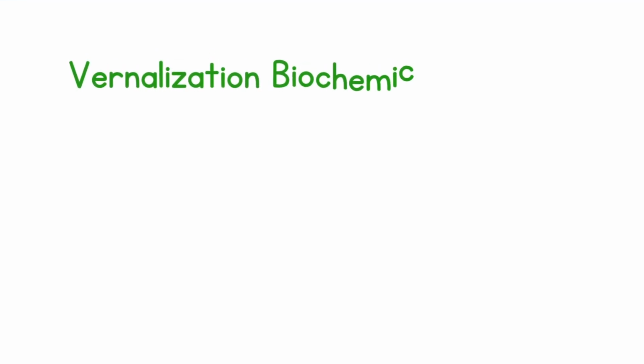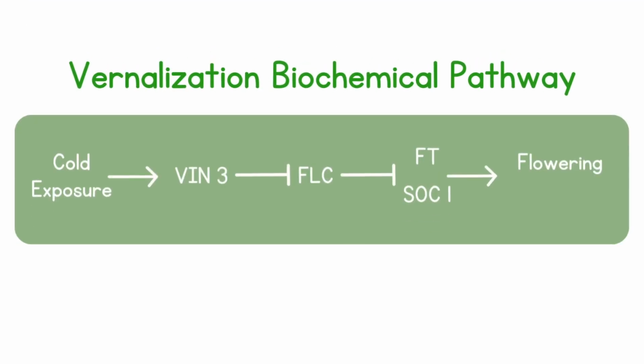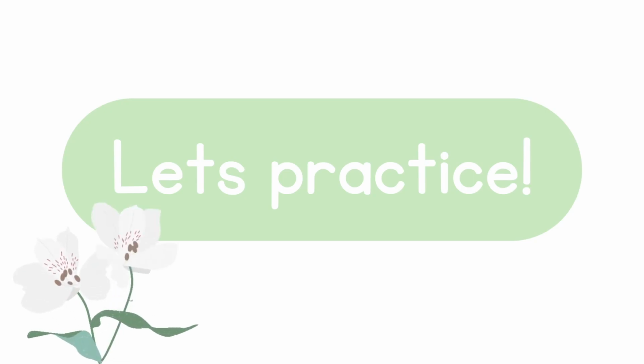Let's talk a little bit more about the biochemical vernalization pathway. Cold exposure promotes VIN3. VIN3 inhibits FLC, and FLC can no longer inhibit floral integrator genes like FT and SOC1, and then we see flowering occur. What would a good lecture be without some practice problems?